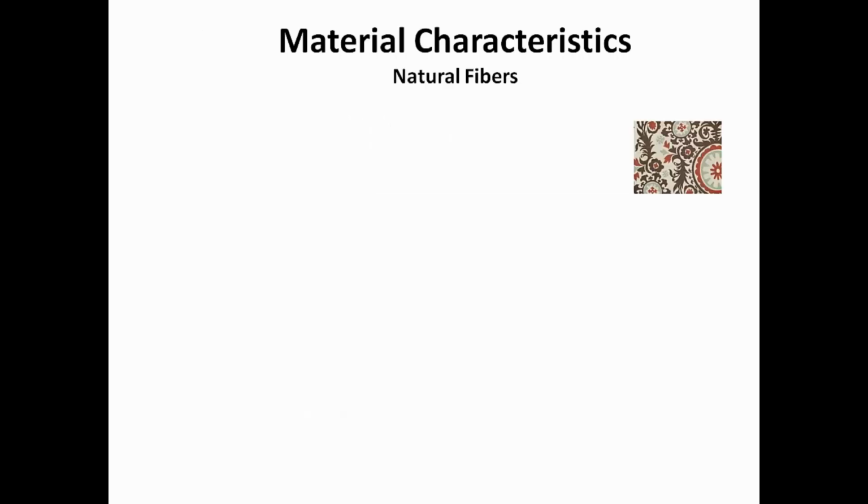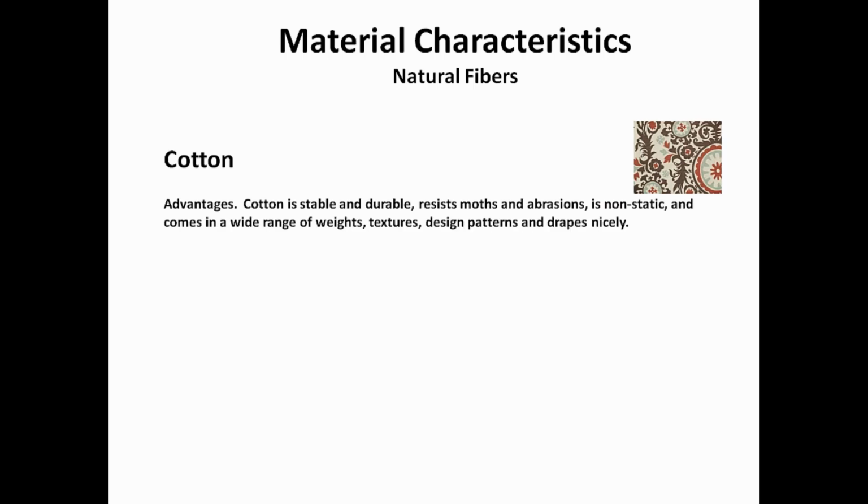When we talk about selecting the right fabric, the first thing we want to keep in consideration is material characteristics. So what I'd like to do today is talk about some of them. For example, natural fibers, we think of cotton. There are some advantages and disadvantages, but let's discuss a few of the advantages. Cotton is a very stable and durable fabric.